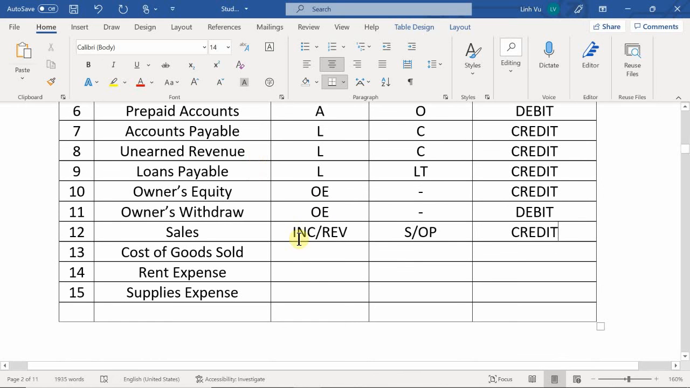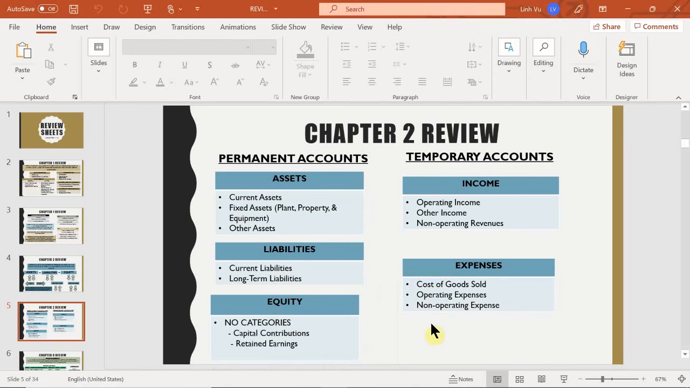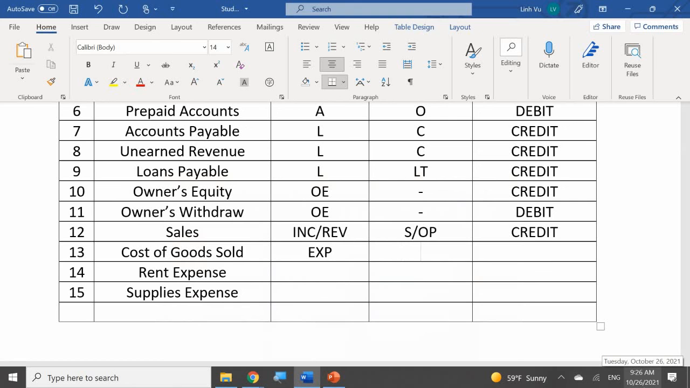Okay. What about cost of goods sold? What kind of account is cost of goods sold? An expense? It's definitely an expense account, right? Cost of goods sold. Okay. Now what kind of category does cost of goods sold belong to? The cost of goods sold. Right, good. COGS for short.